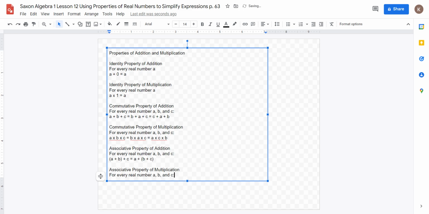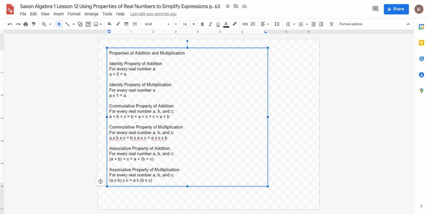So again, for every real number A, B, and C, for multiplication, A times B times C equals A times B times C. It doesn't matter what order I do it in, I'm going to get the same result regardless of whether I multiply A times B first or B times C first. And you can look at the examples in the book on page 63 on the right-hand side, showing that all of this holds true for real numbers.